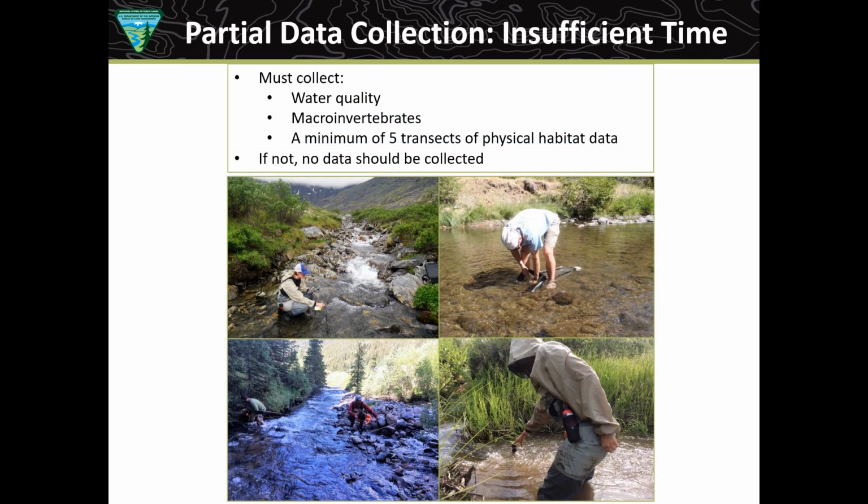If returning to the site is impossible and partial data must be collected, some measurements should be prioritized over others. First, it should be determined if water quality, macroinvertebrates, and a minimum of 5 transects of physical habitat and pool dimension data can be collected. If these things cannot be collected in the time frame, no collection of data should be attempted.